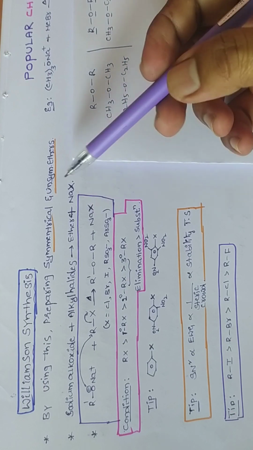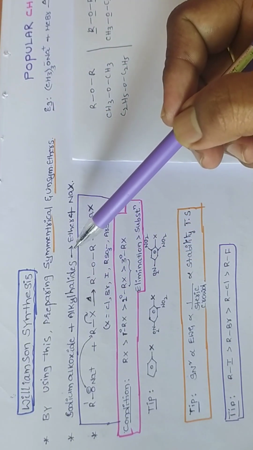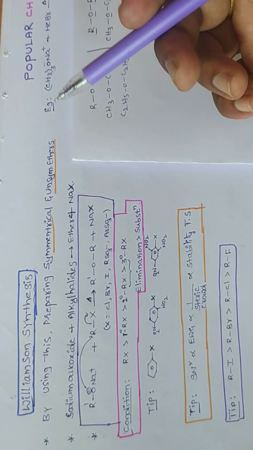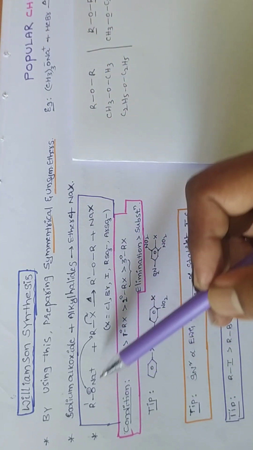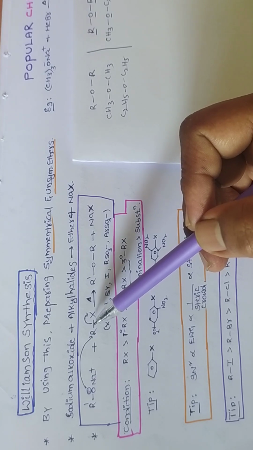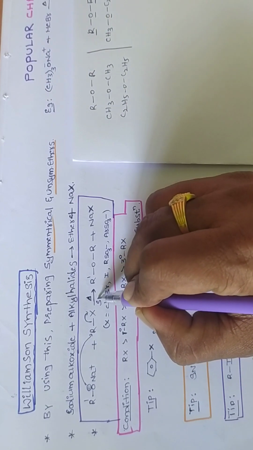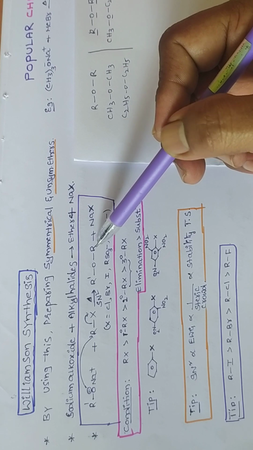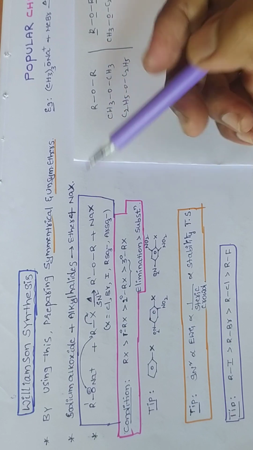Next, what is the Williamson synthesis? Whenever sodium alkoxide reacts with an alkyl halide, we get ethers plus NaX. Now this is the sodium alkoxide. Whenever it reacts with an alkyl halide, it follows an SN2 mechanism, a nucleophilic substitution reaction. Following the SN2 mechanism, we get the ether plus NaX. How is this alkoxide formed?